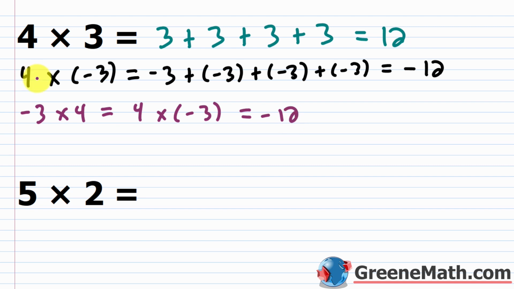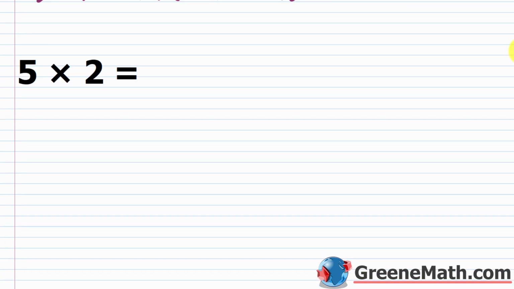So we can see that a positive times a negative gives me a negative, and a negative times a positive gives me a negative. Let's go through the same thing with this guy right here. I'm just going to slide down a little bit. So we have 5 times 2.